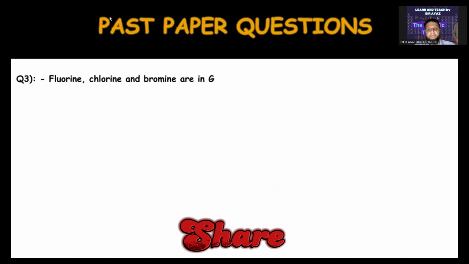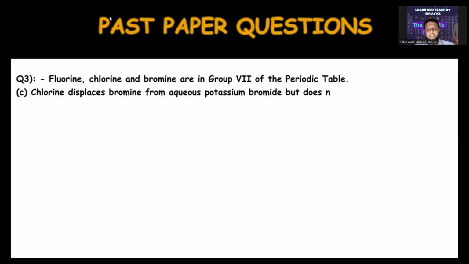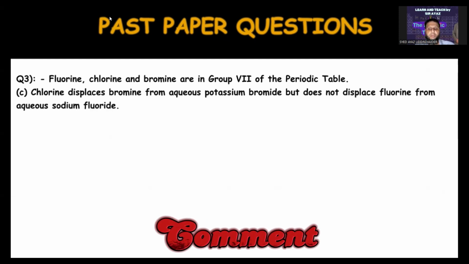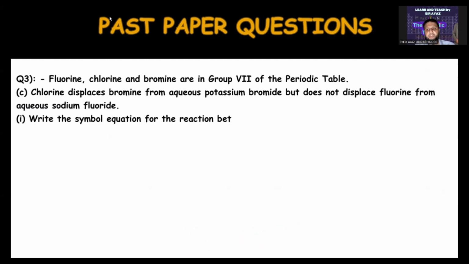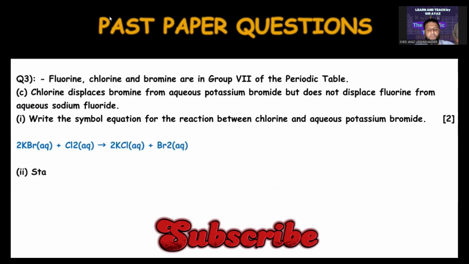Next question, question number 3, that's part C. Chlorine displaces bromine from aqueous potassium bromide, but does not displace fluorine from aqueous sodium fluoride. In part 1, they are asking to write the symbol equation for the reaction between chlorine and aqueous potassium bromide. So you write 2KBr aqueous plus Cl2 aqueous gives 2KCl aqueous plus Br2 aqueous.